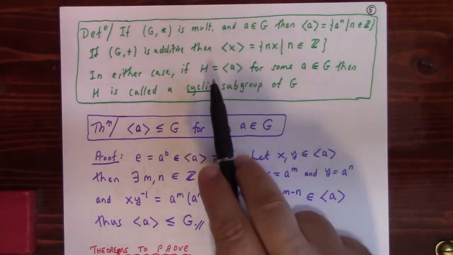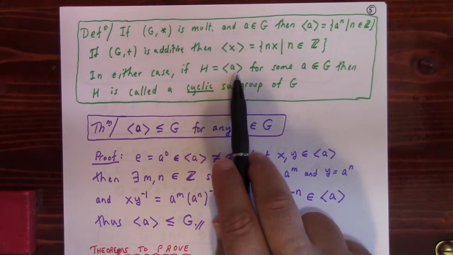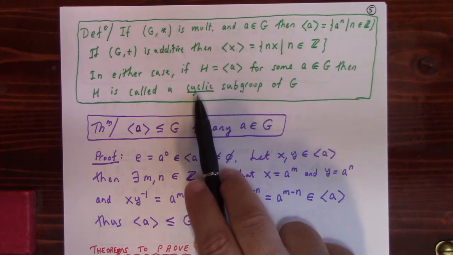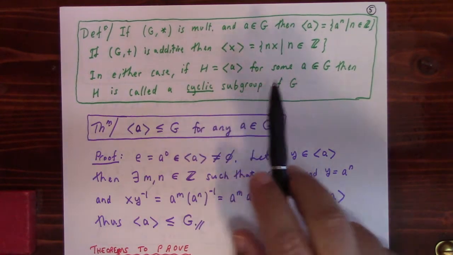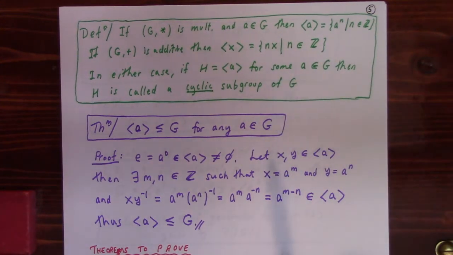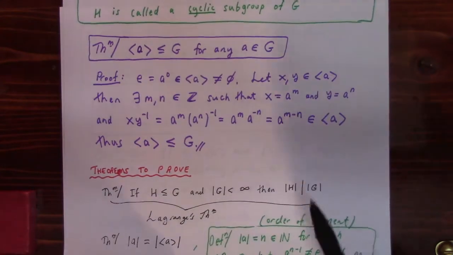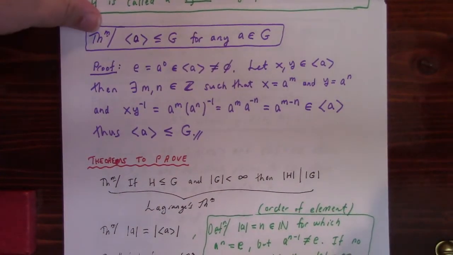If you have a subgroup and there exists an element such that it is generated by that element, then it's said to be a cyclic subgroup of G. Theorem: a cyclic subgroup is a subgroup. We proved that, right? Essentially laws of exponents in the subgroup test theorem, not a big deal.